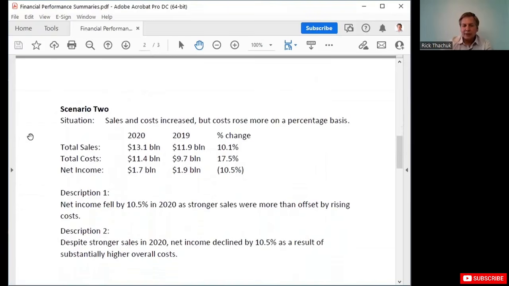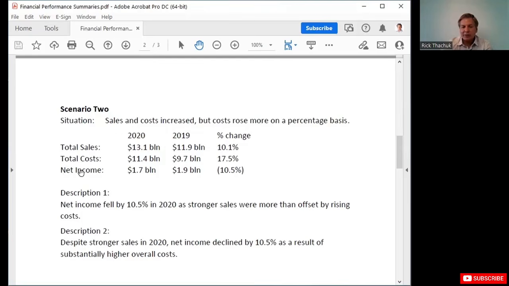Scenario two. Well, in scenario two, the data for 2019 has not changed. So these values are the same as they were in scenario one. Total sales in 2020 is the same as scenario one. So total sales, in fact, has not changed, still up 10.1%. But what has changed now are total costs in 2020. Total costs in 2020 were quite a bit higher. They are up 17.5% in 2020. Because of that, net income actually declined, and it declined by 10.5%. So our situation analysis here: sales and costs increased, but costs rose more on a percentage basis. In fact, here they did indeed.